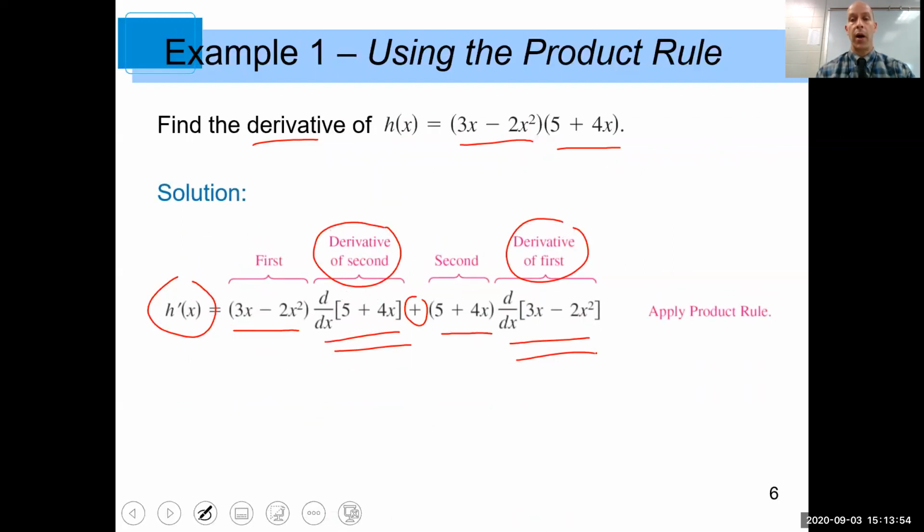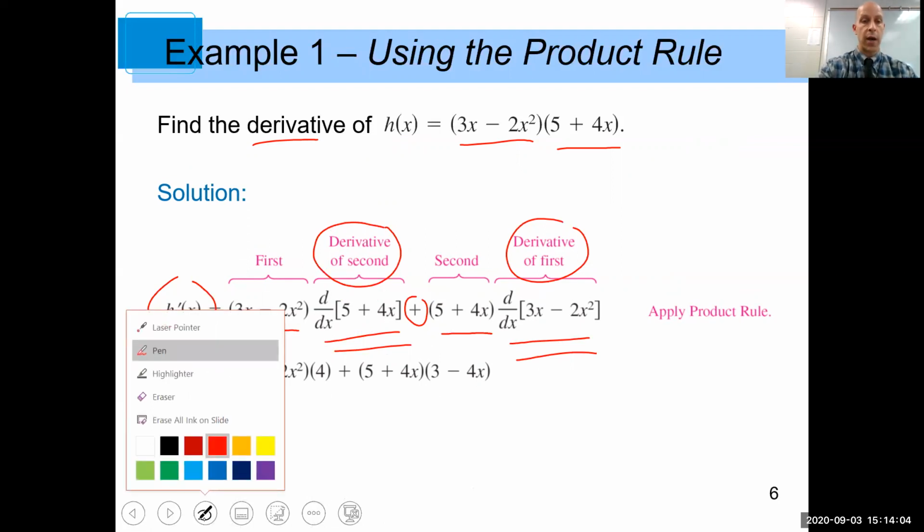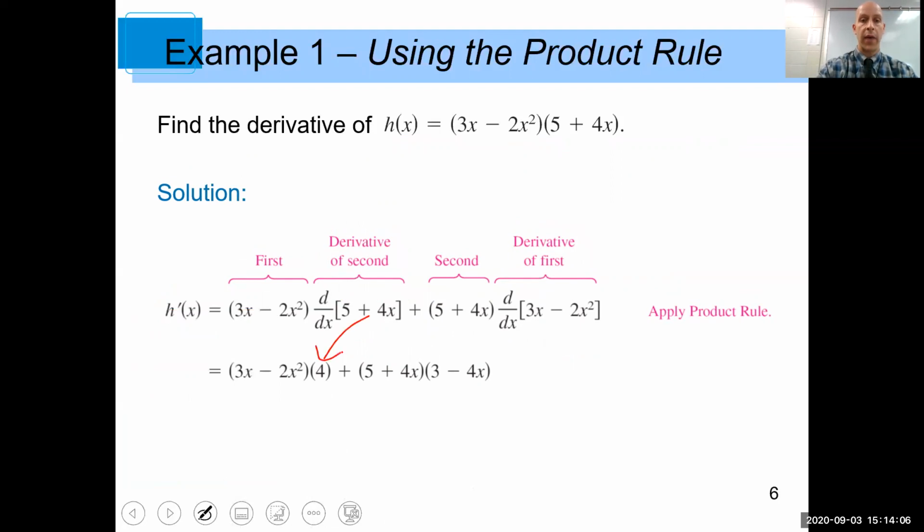So let's go ahead and apply the product rule. First of all, we leave the first thing alone. But what is the derivative of 5 plus 4x? Well, that's 4. What's the derivative of this? Well, that's 3 minus 4x using the power rule. And then, of course, we want to clean that up. Let's use the distributive property and FOIL. Once we've got it all worked out, we'll get negative 24x squared plus 4x plus 15. This is the solution to this particular problem.